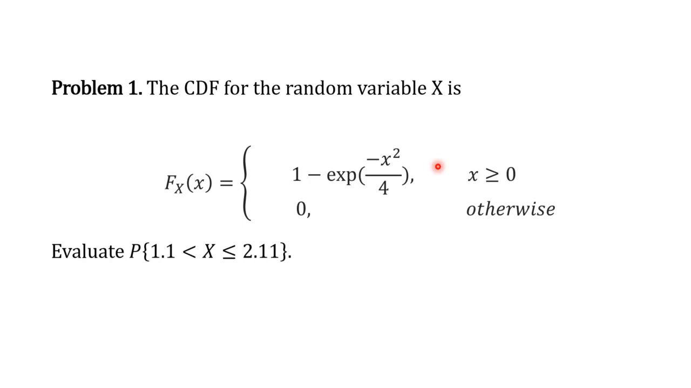Take down the problem. The cumulative distribution function for the random variable x is F_X(x) equals 1 minus e to the power minus x squared by 4, with the condition that x is greater than or equal to 0, and it is 0 otherwise. Then evaluate the probability in the range 1.1 to 2.11.